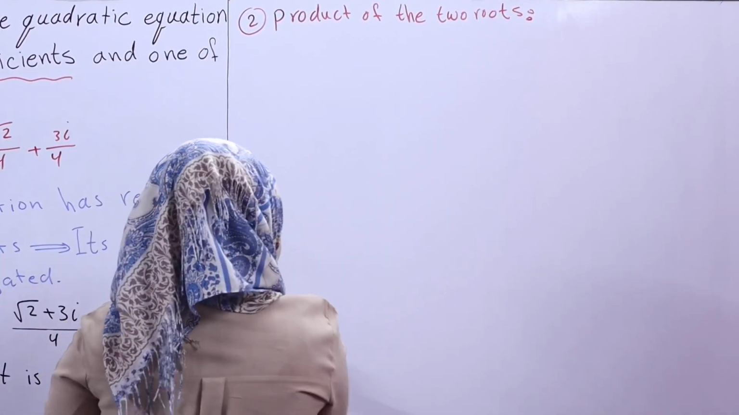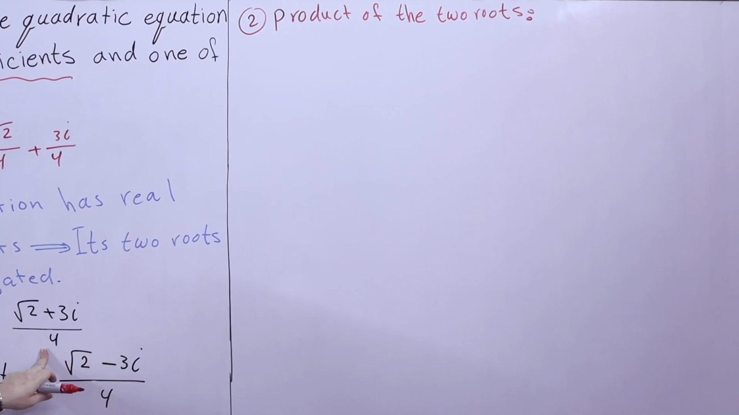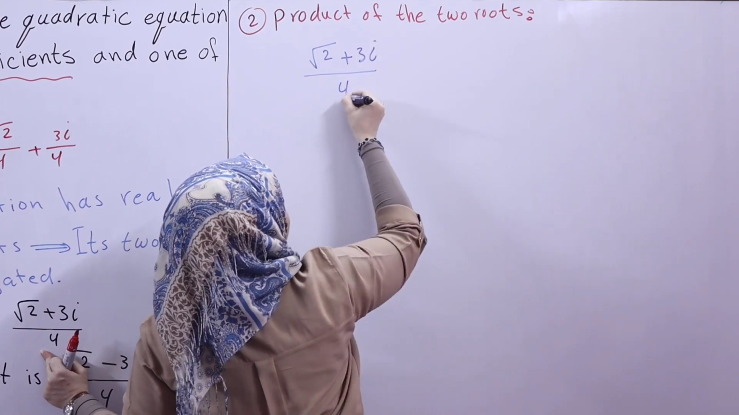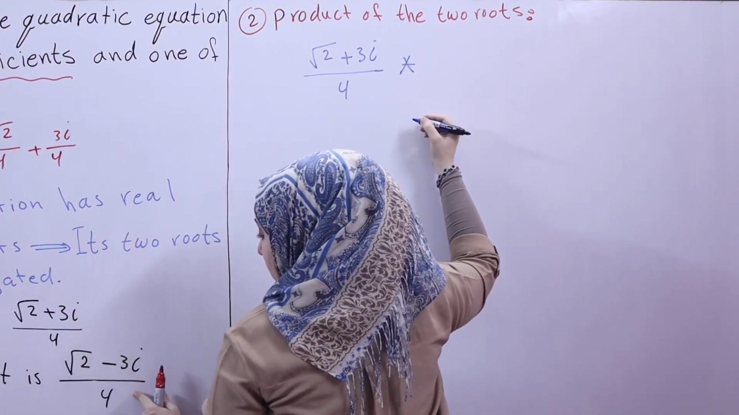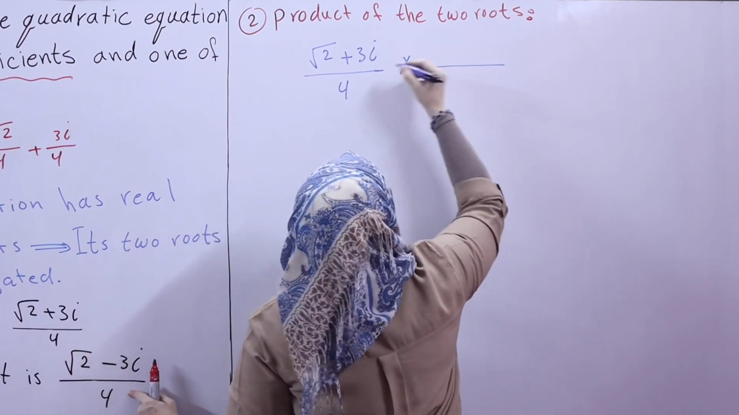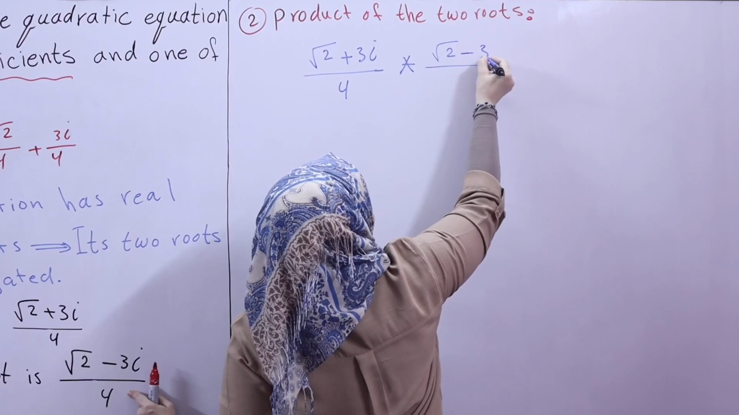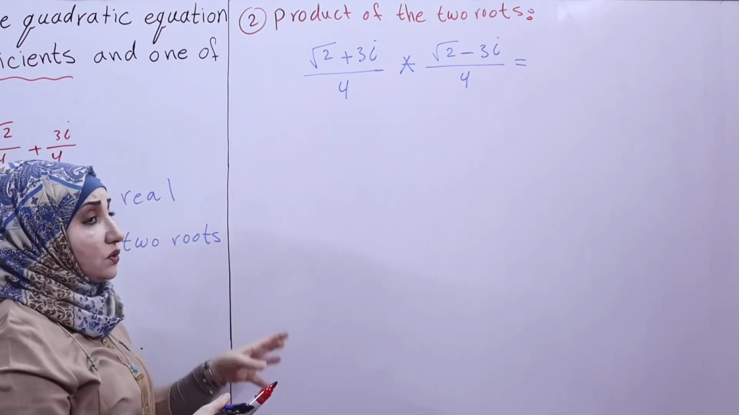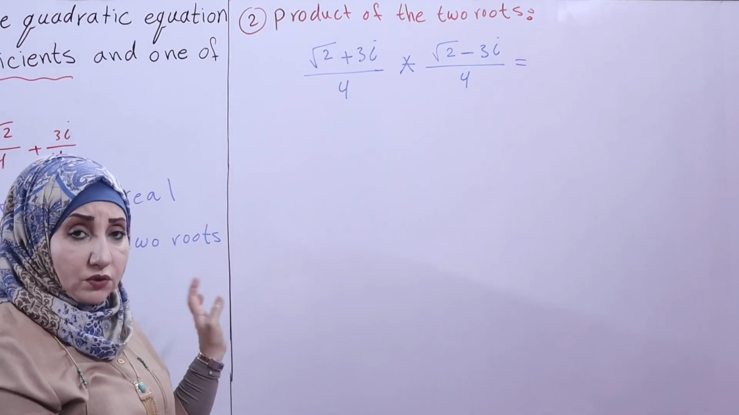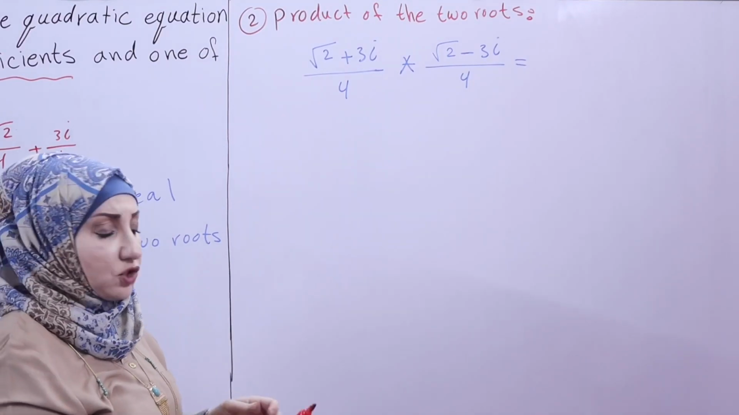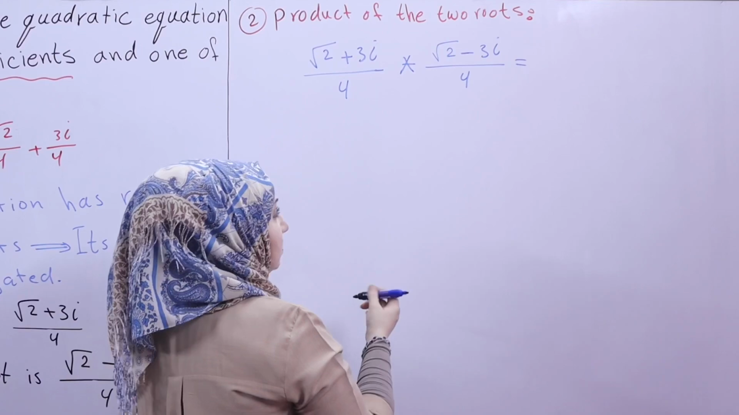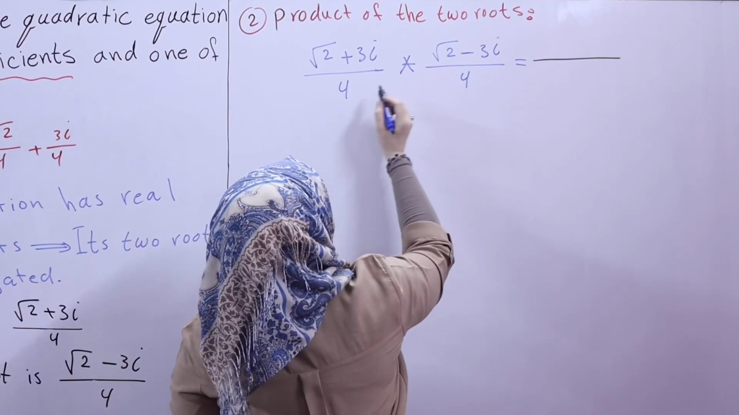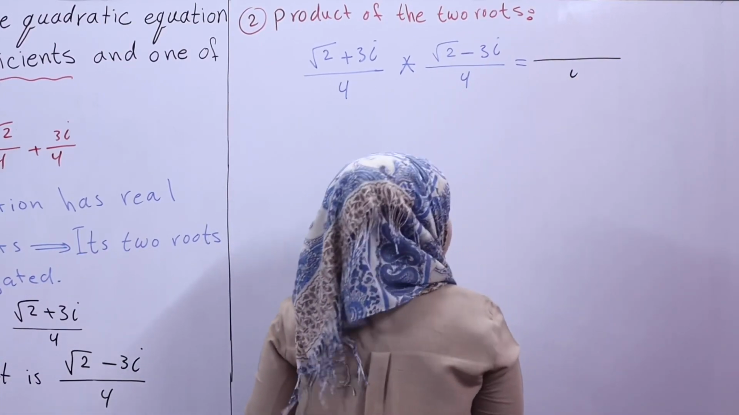It will be the first root. The first root is (square root of 2 plus 3i) on 4, and the second root is its conjugate, which is (square root of 2 minus 3i) on 4. Now the product of the two roots is always easier than the sum of the two roots, because with multiplication we don't need to unify denominators and can start the multiplication directly. So that means it equals 4 multiplied by 4, equal 16.